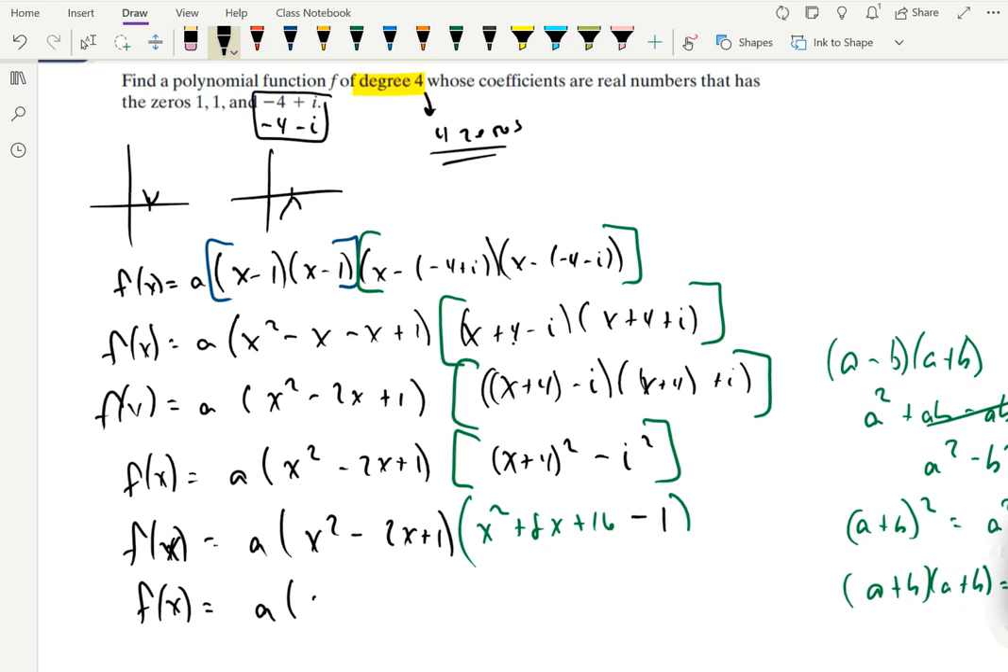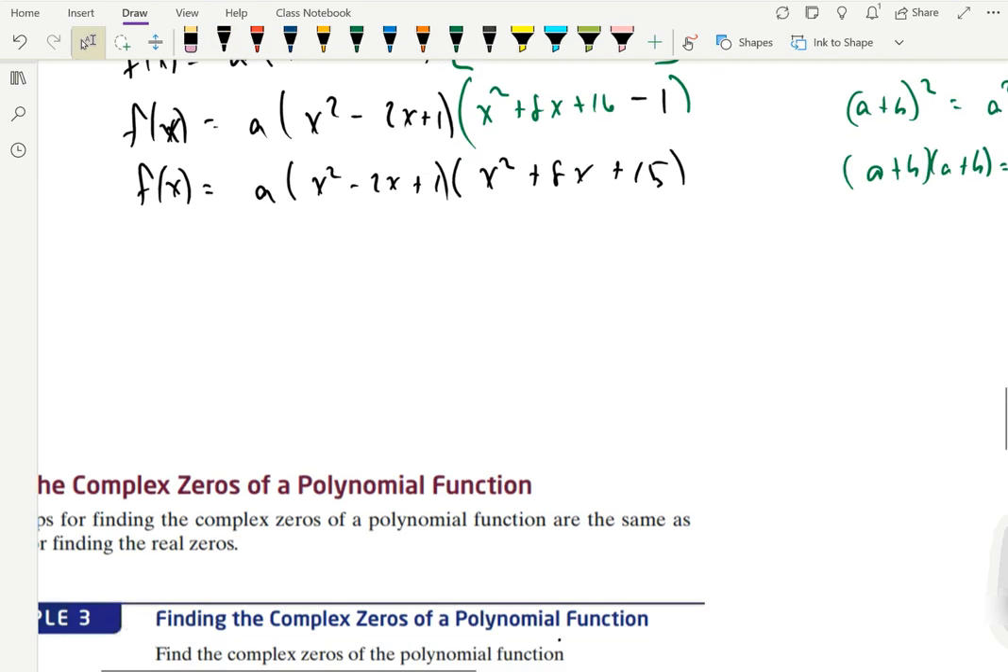So we have a times x squared minus 2x plus 1 multiplied by x squared plus 8x plus 15. So what I've got now is a constant times a trinomial times another trinomial. I still need to multiply all these out because the question is asking for a polynomial function of degree 4 with these zeros. So it's really asking me to keep going and finish this out. As we finish this out, I may need a little bit more space here.